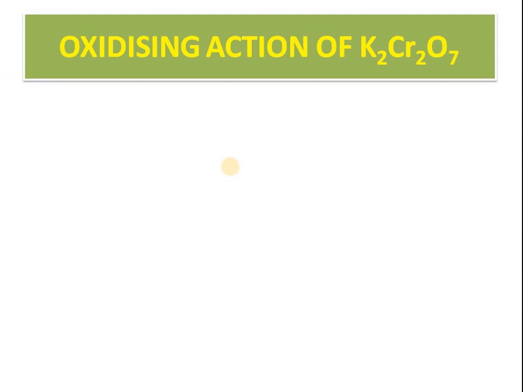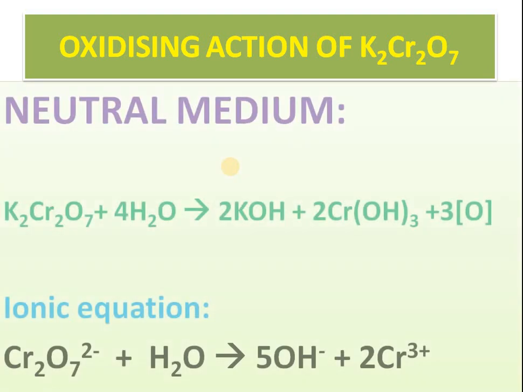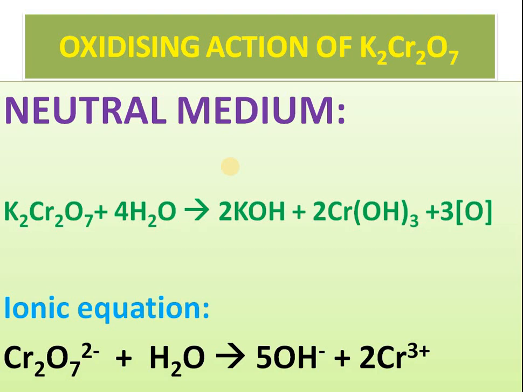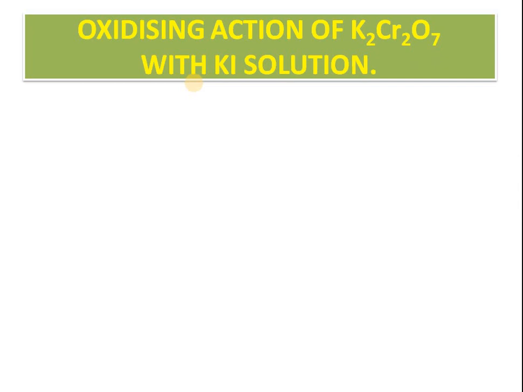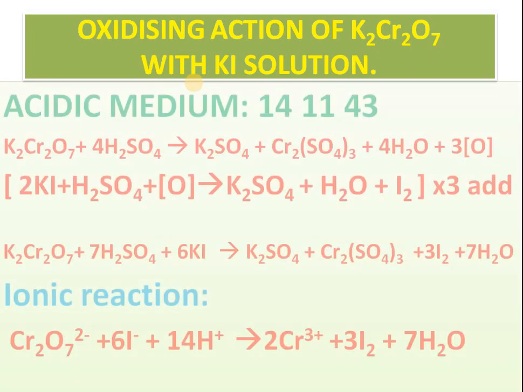oxidation number. Now if you see the neutral medium, if you are adding water, potassium dichromate plus water gives rise to KOH, Cr(OH)3 and 3 oxygen. Here also you are getting 3 oxygen, so here also it will act as an oxidizing agent. But rarely will this equation be asked. The only equation normally asked in the exam is potassium dichromate oxidizing in the acidic medium. Okay, so we will discuss these reactions.